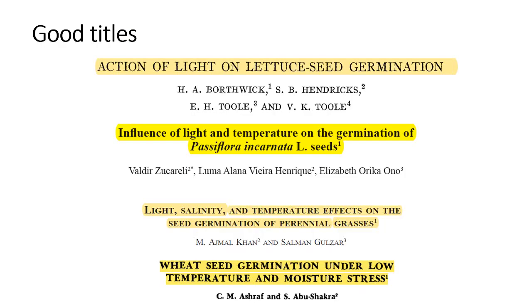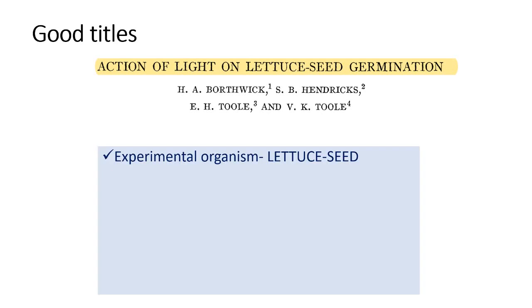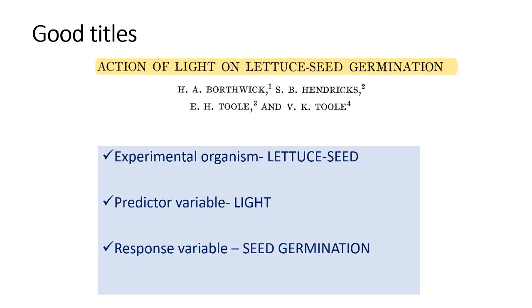I have listed here a few good titles among the many titles you can have for your scientific reports. The first one is "Action of Light on Lettuce Seed Germination". Right from the title, you are able to know what the experimental organism is, which in this title is the lettuce. You can also know what the predictor variable is, which is light, and the response variable, which is the germination of seed.